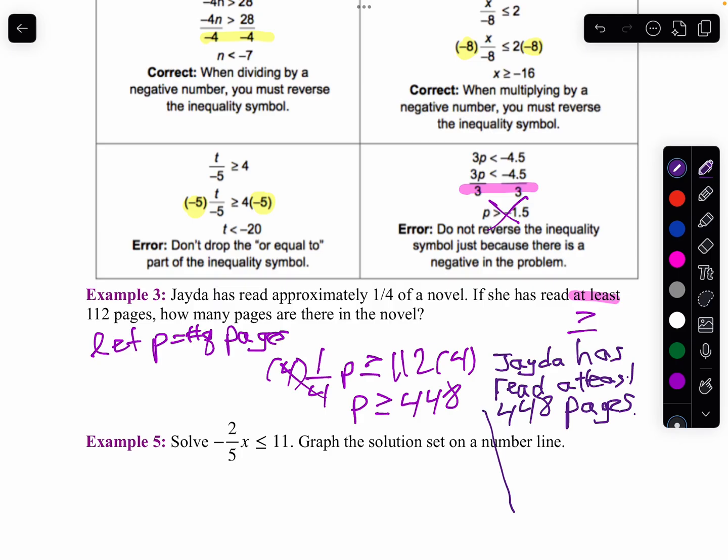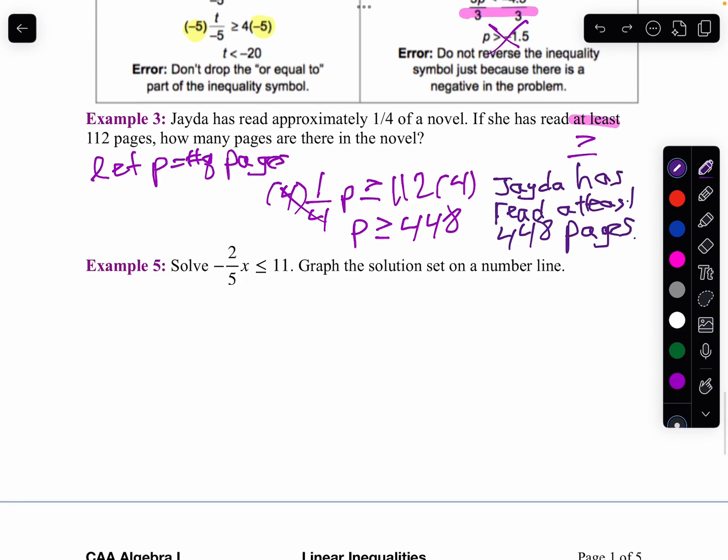Now on number 5, notice we have a negative. Negative means we're going to flip it. But I've got this fraction, so I'm going to do one step at a time. First, I'm going to multiply both sides by 5 because I don't like fractions. And we get -2x is less than or equal to 55. Notice I didn't flip it because I multiplied both sides by 5. Now I'm going to divide both sides by -2.